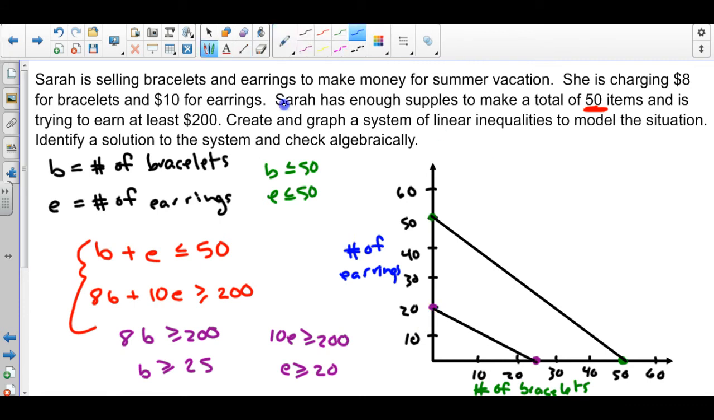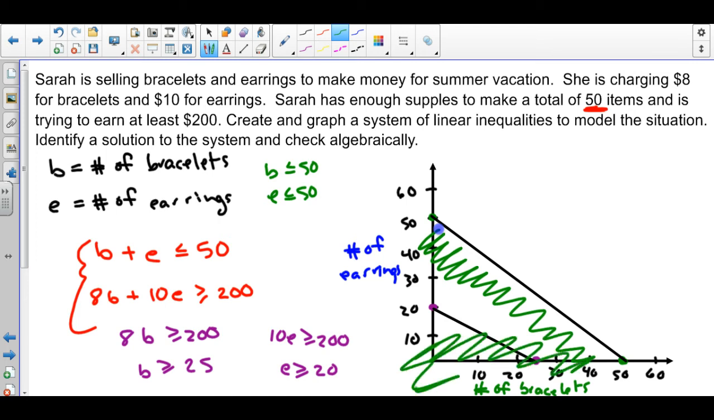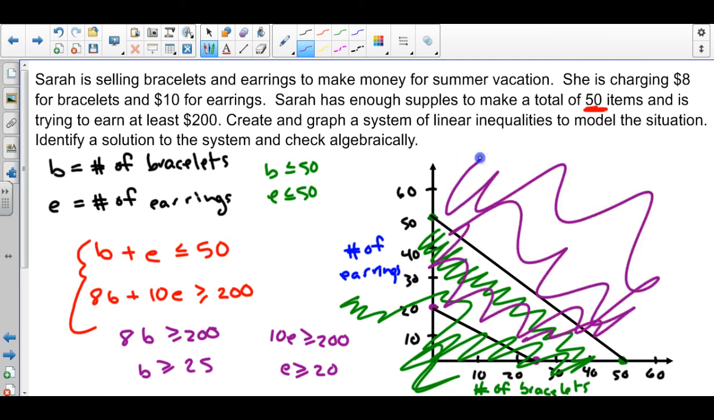So in the first inequality, now I can switch my color back again, we had the fact that she had enough material to make a total of 50. So all of this area underneath and below that line represented her amount of supplies. I'm going to switch color back. The money equation meant that she had to make at least this amount, so that's going to represent all of this area above the second line that we drew. And the double shaded region is going to represent our solution. So every point in this region is going to represent a solution.